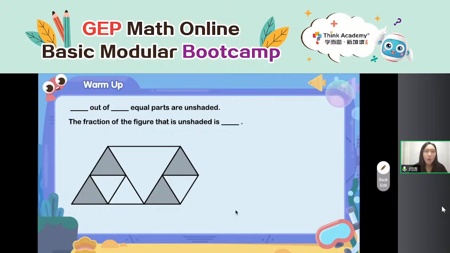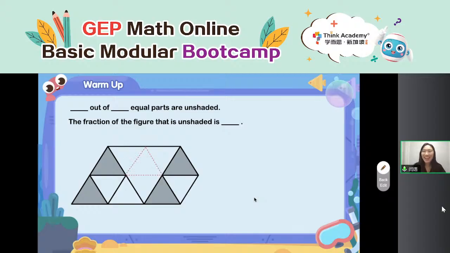And the next one, what is the fraction of the shape that is unshaded? Think about it. Maybe you can have a try. I think this one is a bit tricky. What is the fraction? What out of what equal parts are unshaded? Try. How many equal parts can you find? How many equal parts? Confused, right? Very confused, right? Okay, let me give you a hint.